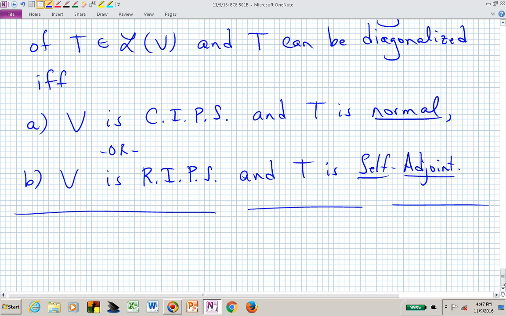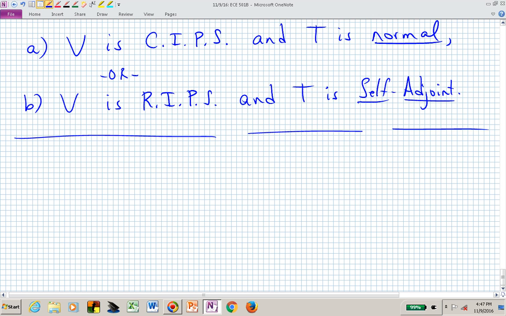Since our operators aren't normally going to possess normality or being self-adjoint, let's look at more general ways of factoring or representing operators or eventually maps. And the first piece that we will talk about is what we'll refer to as a positive operator.